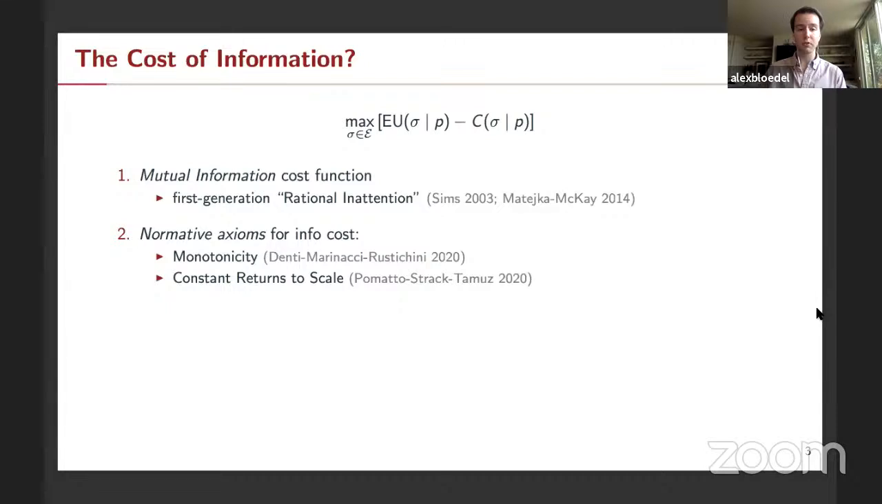More recently, a newer literature has taken a second approach, which basically goes back to first principles and tries to derive particular functional forms by starting with an abstract cost function C and imposing interpretable axioms on it. A good example of this is a recent paper by Philipp and his co-authors, which basically imports the classic idea of constant returns to scale from producer theory into this informational context and derives a particular functional form.